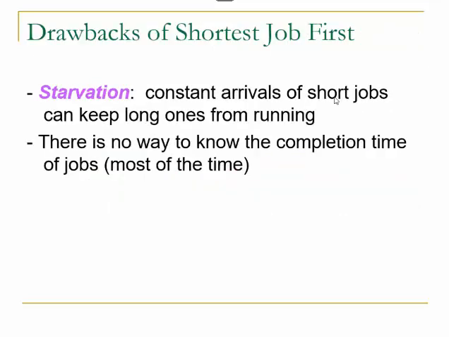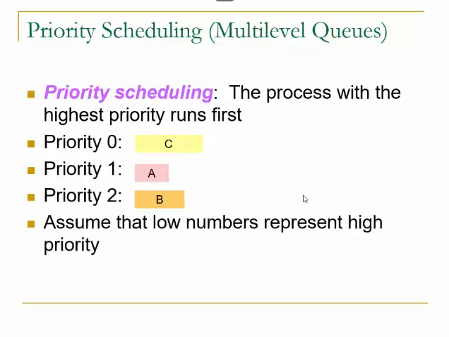The drawback of shortest job first scheduling is starvation. Constant arrivals of short jobs can keep long ones from running. When we are using preemptive SJF and short jobs keep arriving in the ready queue, then the large processes will not get a chance to be executed because they will be preempted all the time. Also, there is no way to know the completion time of a job most of the time, because we do not have a predetermined completion time for a particular process.